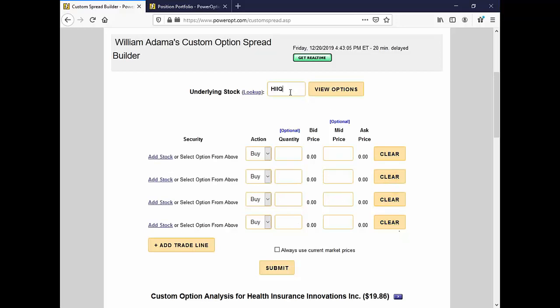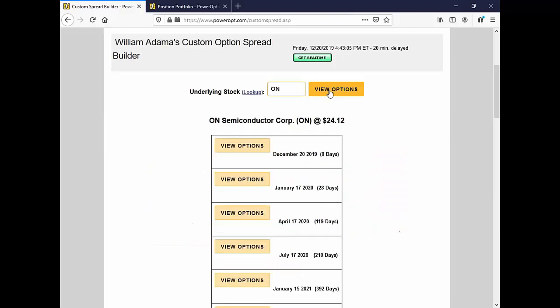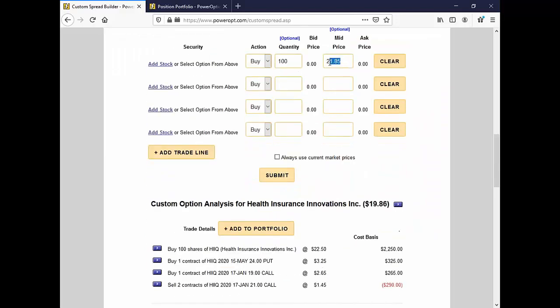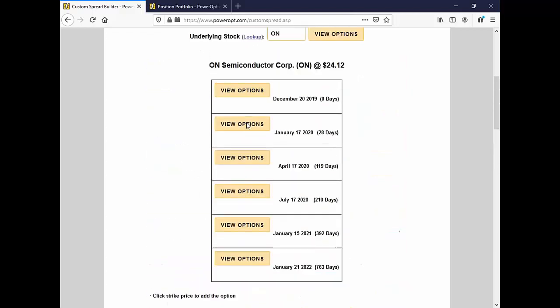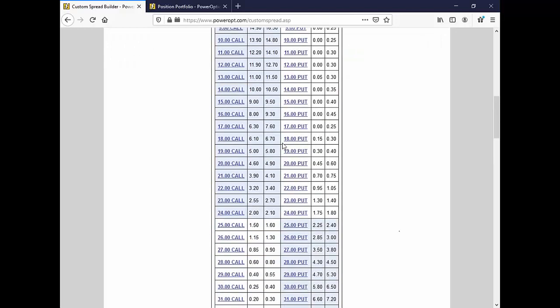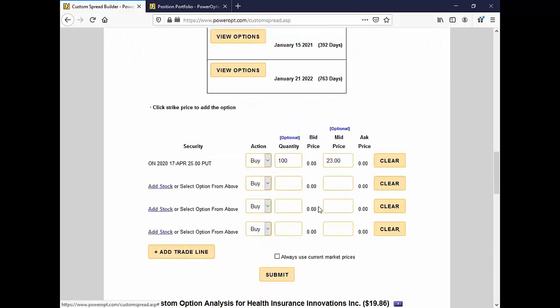And let me just try to fake the other one you might be curious about. ON, 100 shares. Is my cost that high? Was it 23? Oh, it was. It was at 23. Okay. And January, this cycle, 25.